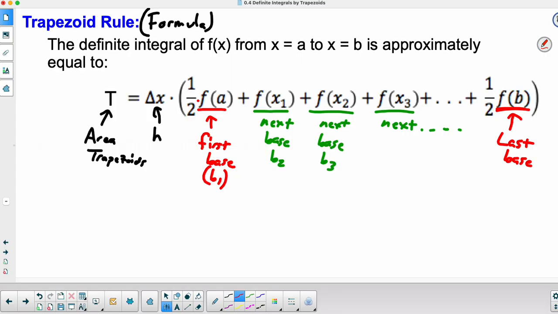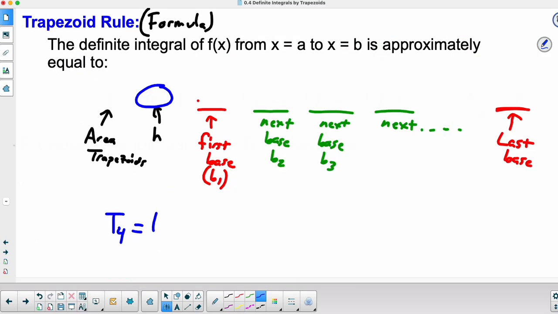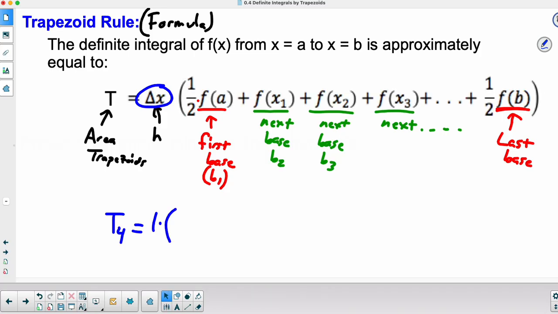What this would look like, again, let's go back to the previous problem. On the previous problem, if I want 4 trapezoids, so I'm going to put a little t sub 4, it would say, what's my change of x? Well, my change of x, if I go back to this problem a moment ago, how far was it if I had 4 trapezoids? 1. So this is going to be 1. So my change of x is 1. Times.